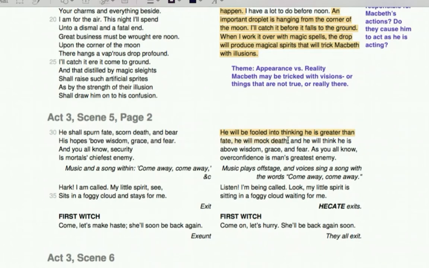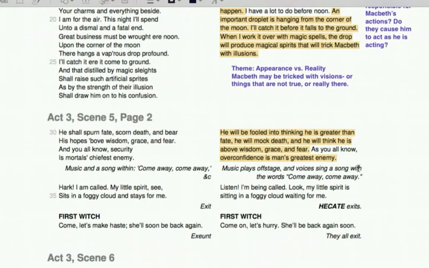He will mock death. In other words, he's going to believe that death cannot take him. And he is going to think that he is wiser, has more grace, and is fearless. So, in other words, he's going to be overconfident. Okay? And so that's important for us to note. This is what is going to cause Macbeth's downfall.